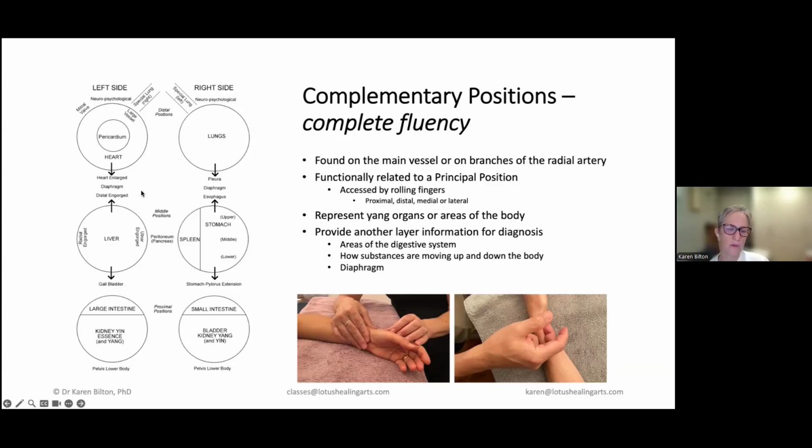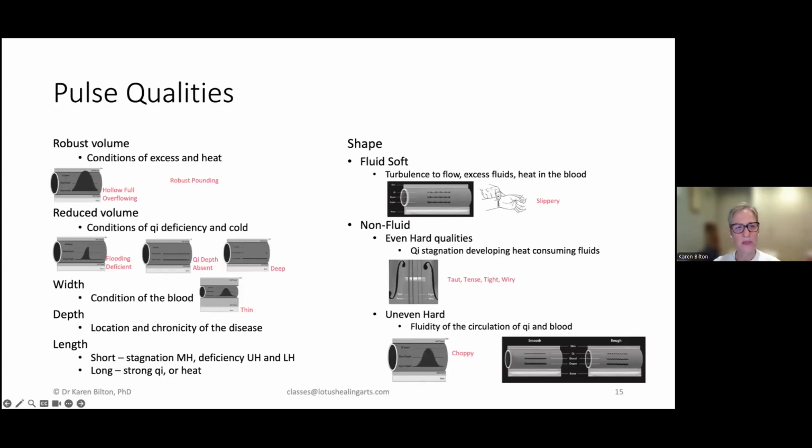Another strength of this system is the diaphragm positions, where we roll our fingers between the distal position and the middle position, and we feel what's happening between them. If there's any sort of elevation, then that gives us a really good idea as to how the up and down movement is in the body, and which organs we need to work with to rectify that if we're finding a positive reading. Okay, so I'll just introduce the pulse qualities really briefly.